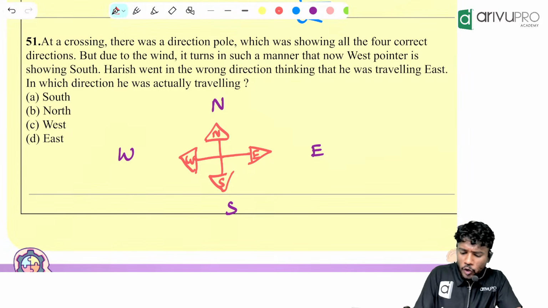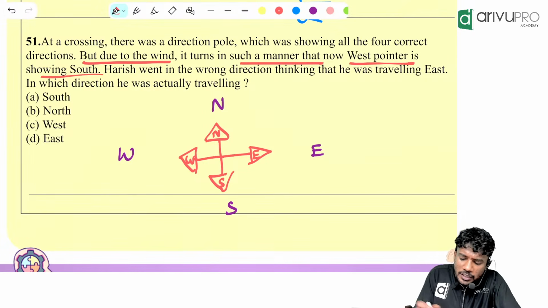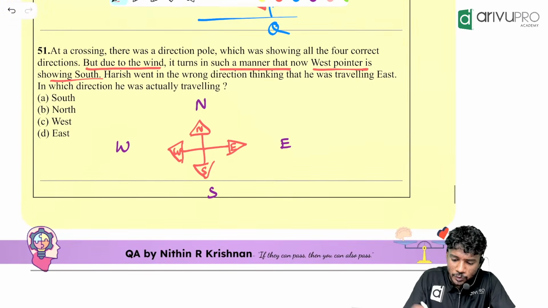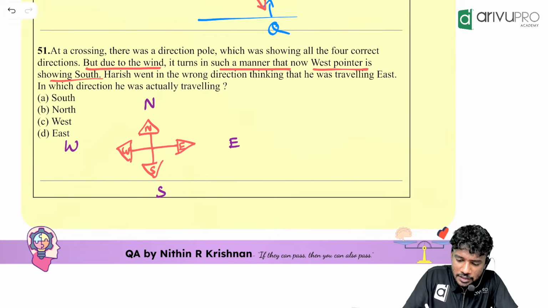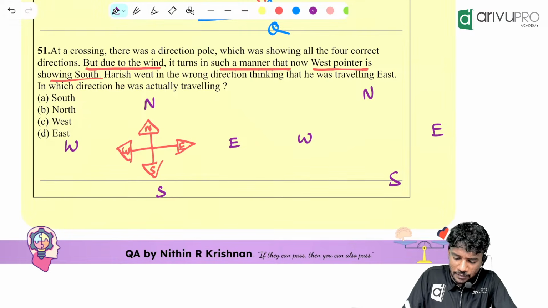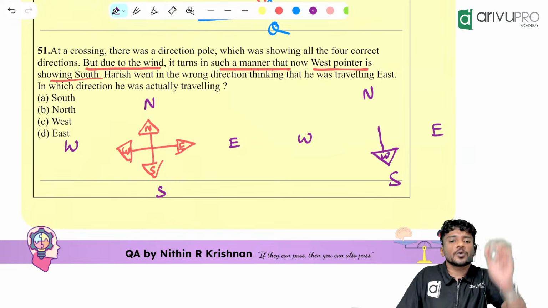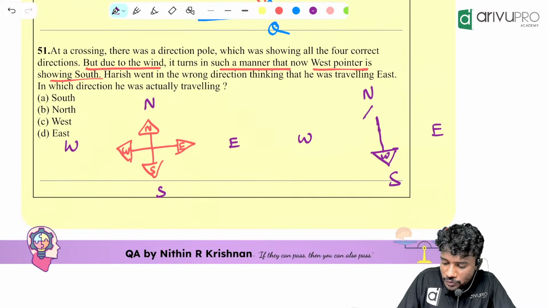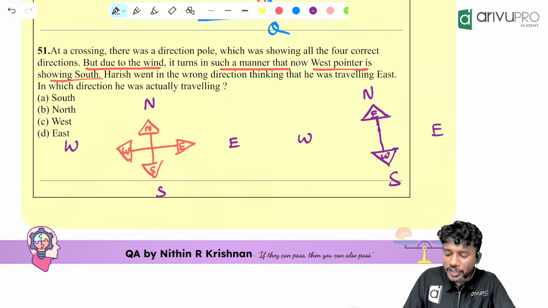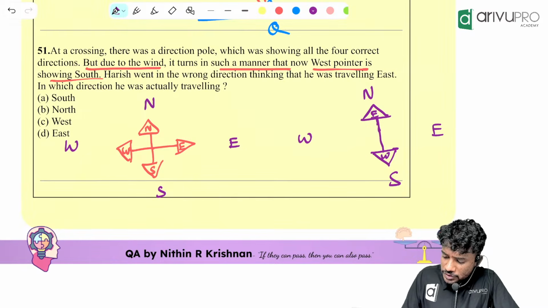Then, due to the wind, it turns in such a manner that west is pointing towards south. West is pointing towards south is the given thing. Okay. I'll just change it. Then again I'll write north, east. North is there. Then east is there, then south is there, then who is there? The west is there. Now they are telling us that due to wind, the west pointer is showing what, people? South. So west is pointing towards south. Then the opposite of west will point towards what? The opposite of west is what? East pointer is showing in which direction? North direction.